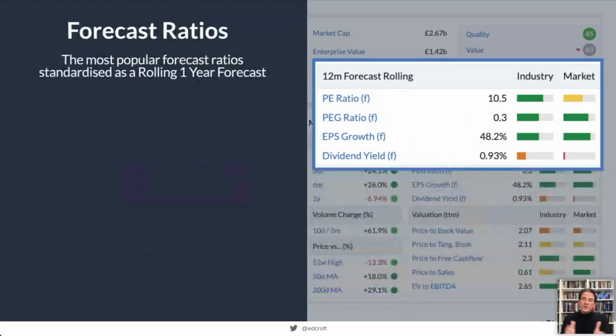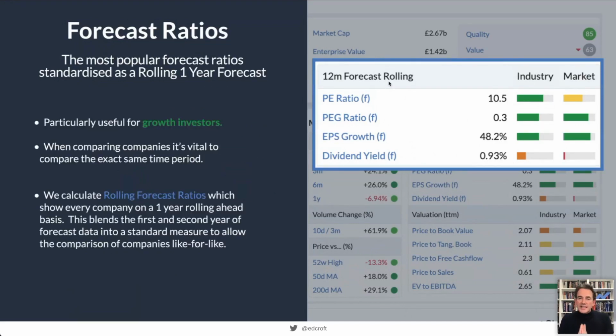Now, these are the forecast ratios. I really want to help you understand how we compute forecast ratios, because we get questions in support about this all the time. What we've tried to do is something we really inherited from Company Refs, which we acquired. Jim Slater wrote about rolling ratios a lot, and we use what are called forecast rolling ratios. This is particularly useful for growth investors. It's an inheritance of Company Refs that we publish these rolling forecast data just at the top here. Every other traffic light is on historic data.